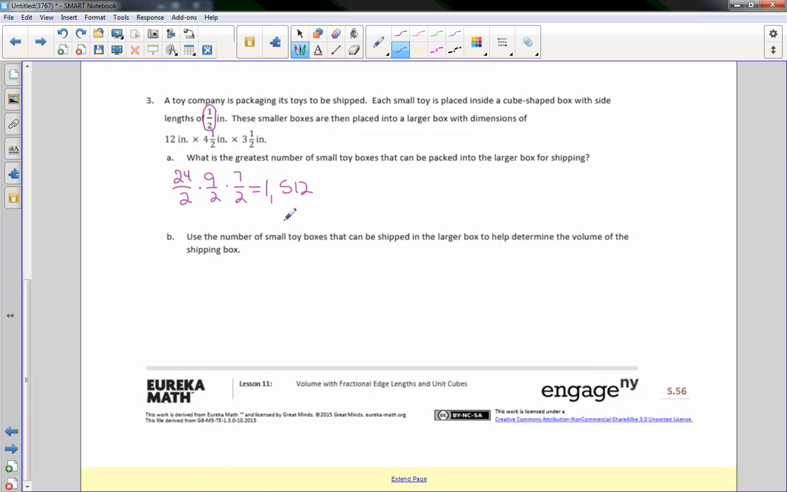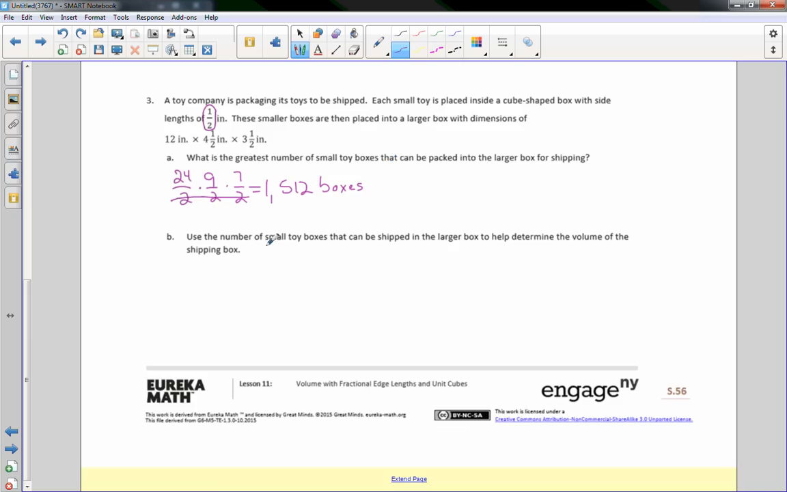So really I don't need these halves, I was just using that to explain where all these halves come from. How many halves are in 12? There are 24. How many halves are in 9 halves? 9. How many halves are in 7 halves? There are 7. So when I multiply all those, I get 1,512 boxes. The small toys will fit in the big box.